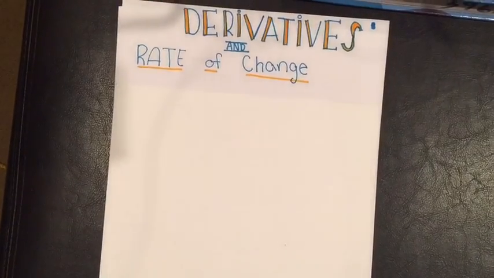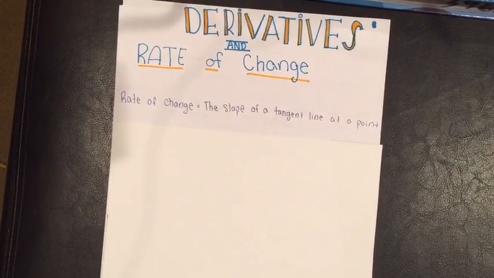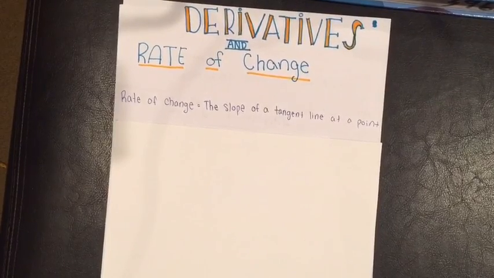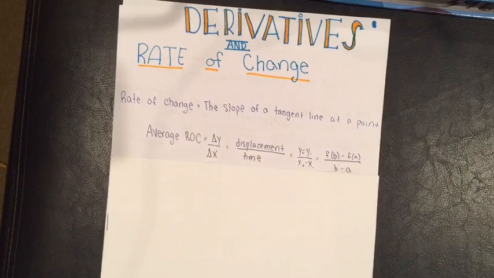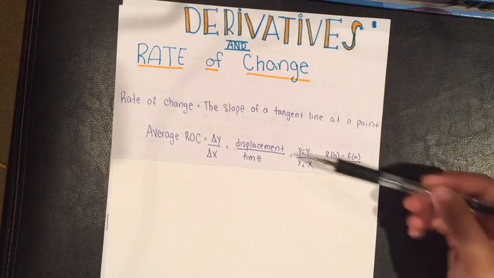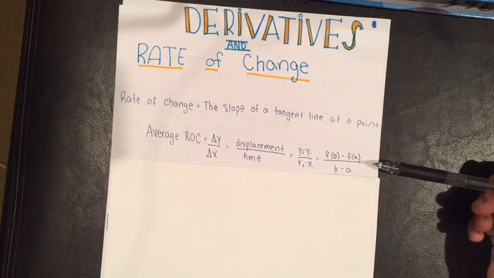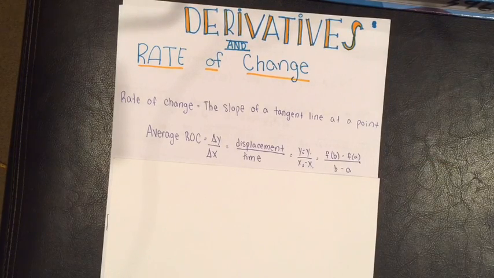Today's video will be on derivatives and rate of change. The rate of change of function f is represented by the slope of the tangent line. This is found by using the slope formula of change in y over change in x, so y2 minus y1 over x2 minus x1. As you can see, that's displacement over time, and this is the basic formula for finding the slope of a line.